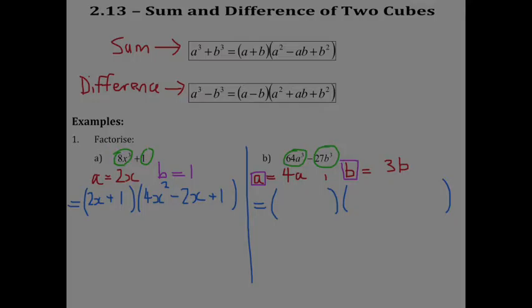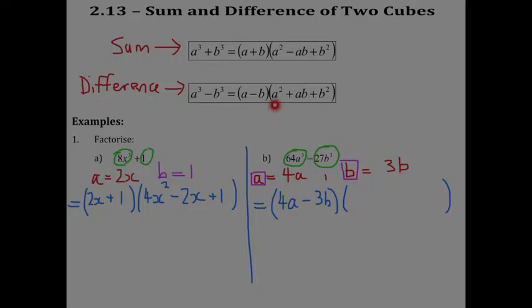We get the a number minus the b number. Well, what's a? A is going to be replaced with a 4a. Take away, what's b being replaced with? 3b. So there's my a being replaced with a 4a, b is being replaced with a 3b.